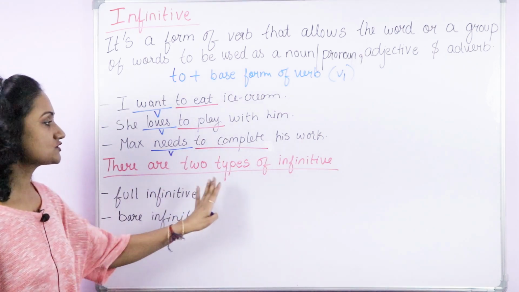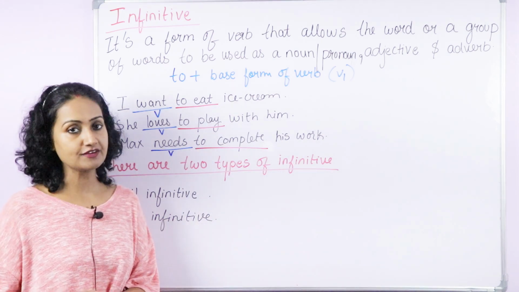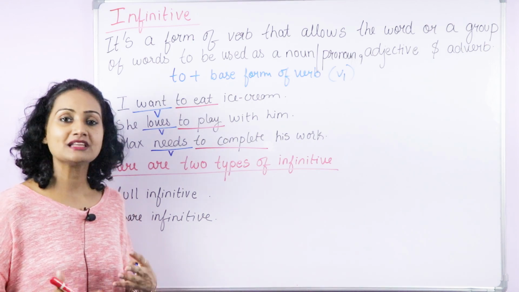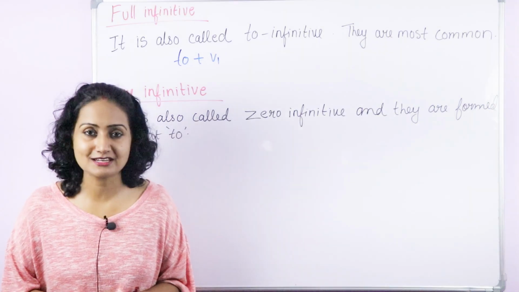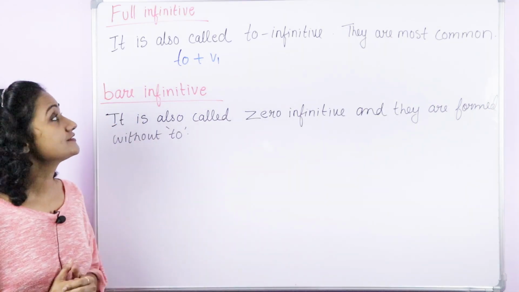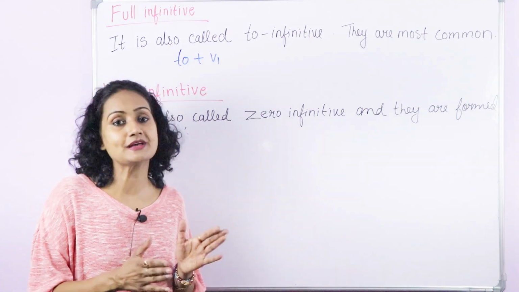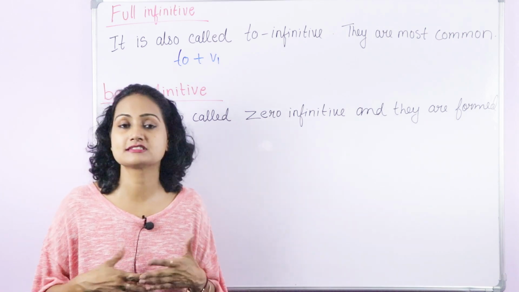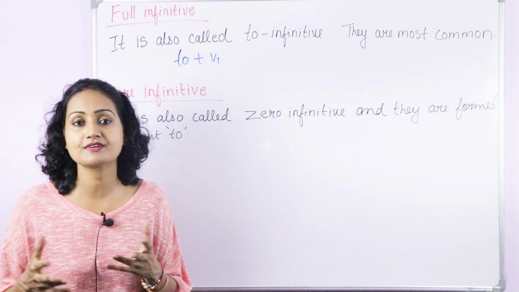Now there are two types of infinitives. First is full infinitive and another one is bare infinitive. Now let's understand them in detail. Full infinitive and bare infinitive. Full infinitive is also called to infinitive because it comes with to plus first form of the verb, like I want to dance, she loves to sing, and it is the most common form of infinitive.